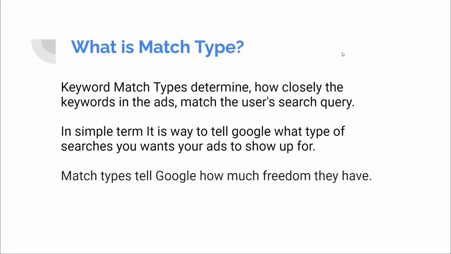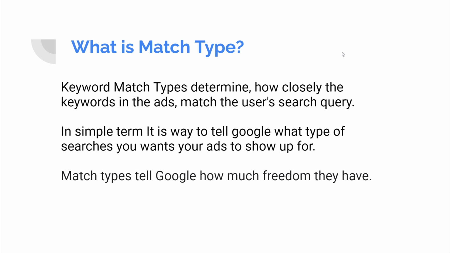So we have touched on keyword match types a number of times throughout the previous few videos, and now we are going to go into each one in much more detail. First of all, it is really important to have a basic understanding of what keyword match types are. Keyword match types determine how closely the keywords in the ads match the user's search query, right? So in simple terms, you can say that it is a way to tell Google what type of searches you want your ads to show up for.